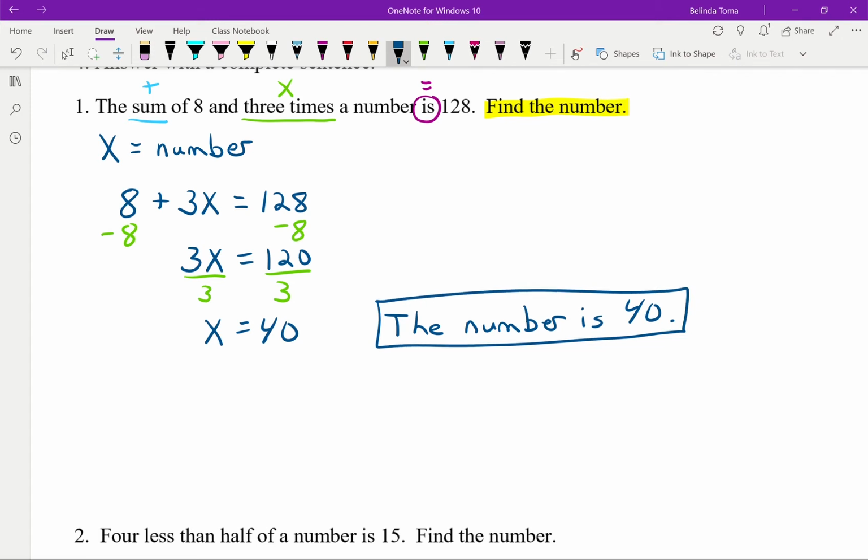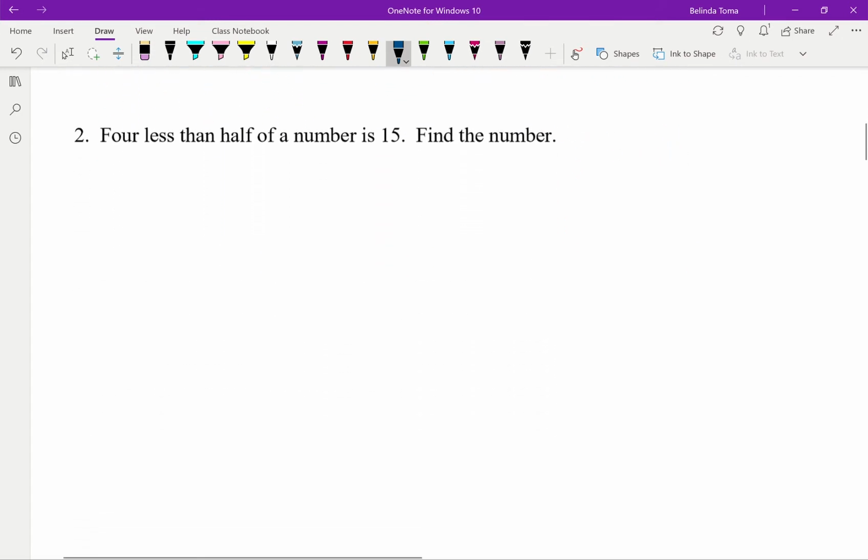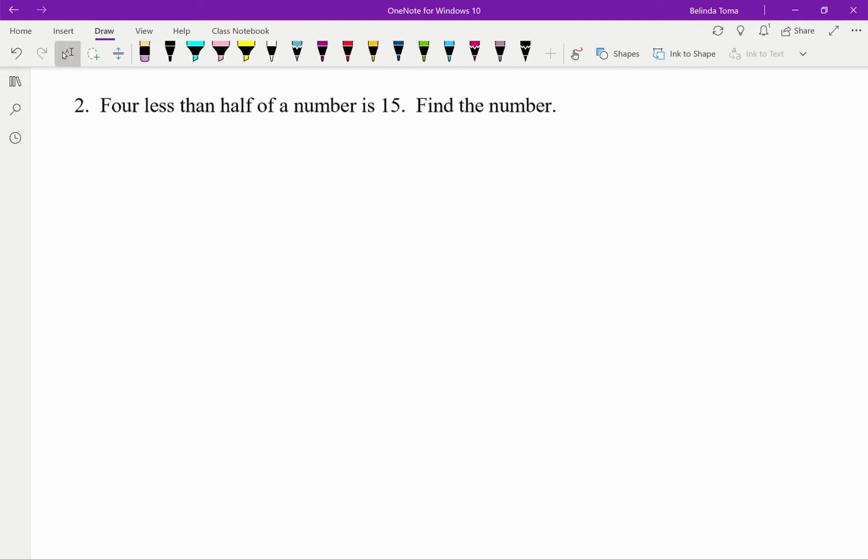Let's go ahead and look at number 2, which is similar, but a little bit more challenging. So again, 4 less than half a number is 15. Find the number. So we have that phrase again, which means that we're just going to make x the number. But we want to think in terms of when we have 4 less, that's going to be subtraction.